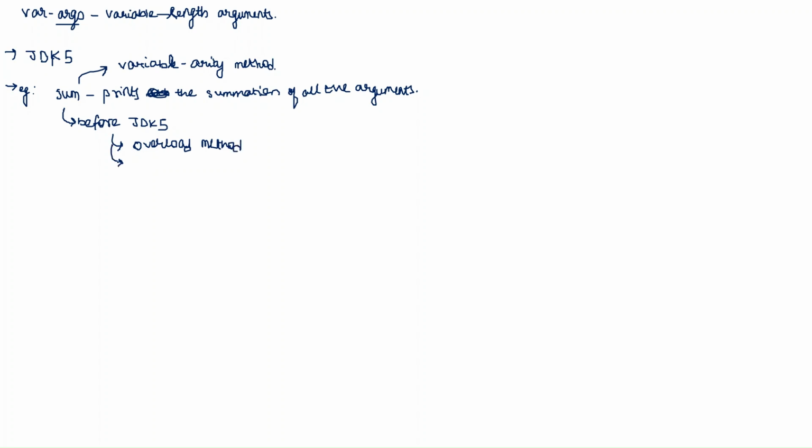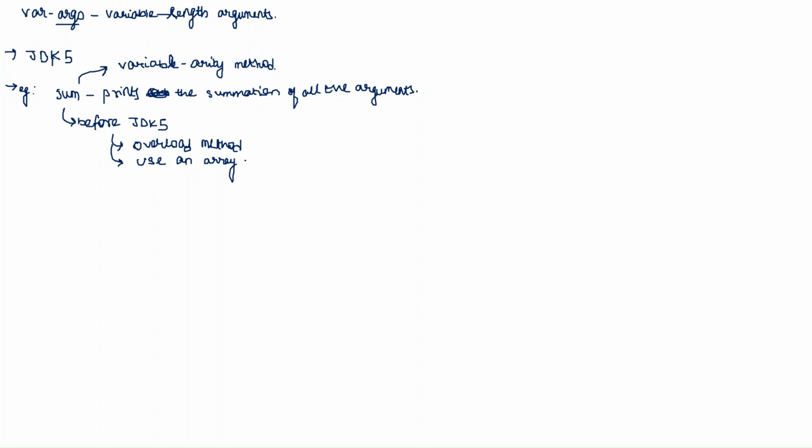And the second way was basically to put an array in place of variable length arguments. This second method was consuming more memory than expected, because you basically had to put everything within an array and then pass it as a parameter to the method.